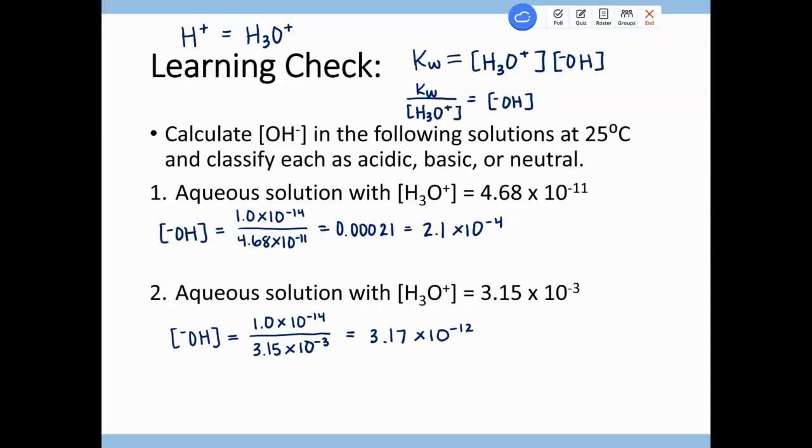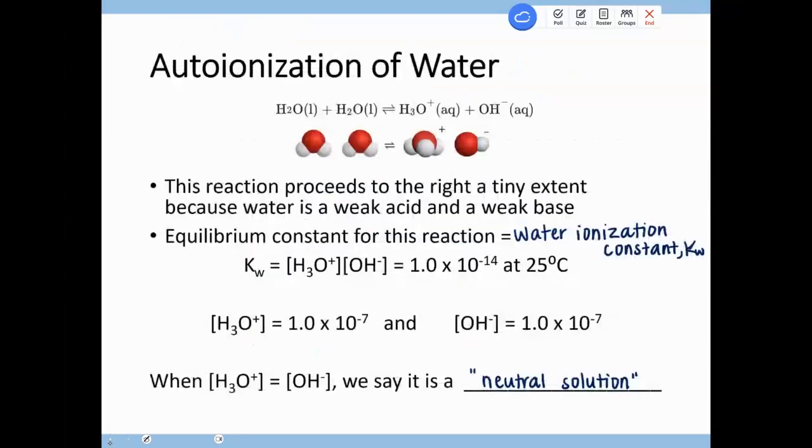A neutral solution would be when concentrations are equal, H3O plus and OH minus, and they're both 1.0 times 10 to the negative 7. But if we have an acidic solution, then the H3O plus concentration will be higher than 1.0 times 10 to the negative 7. And in an acidic solution, the OH minus concentration will be lower. So if we increase H3O plus, we have to decrease OH minus. And then for a basic solution, OH minus concentration will be high, H3O plus concentration will be low.